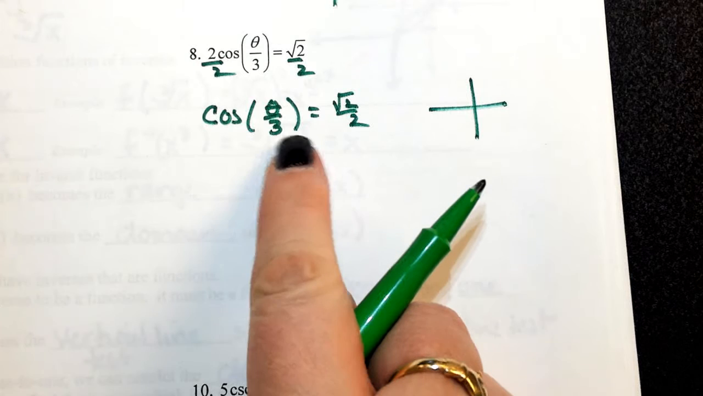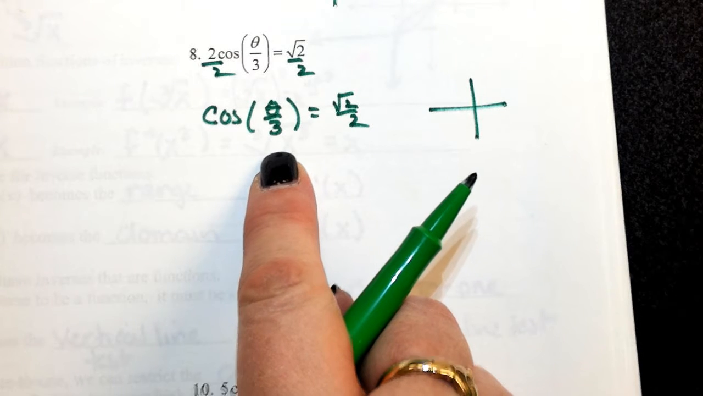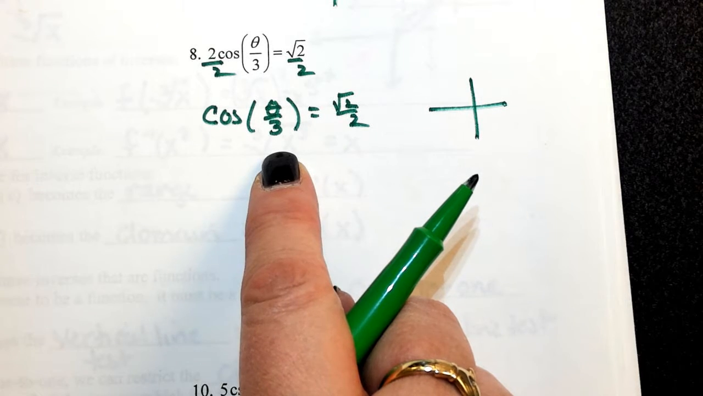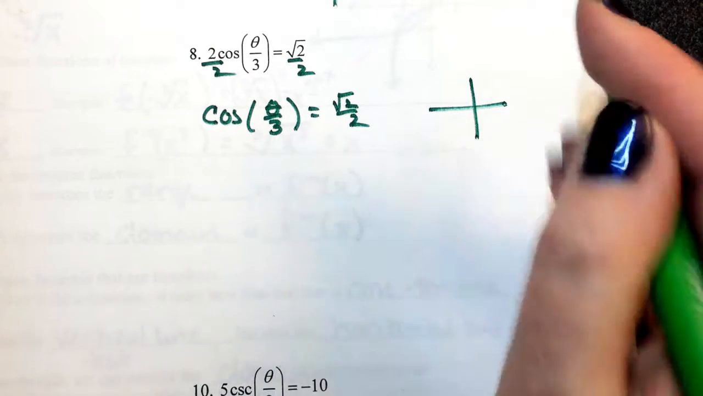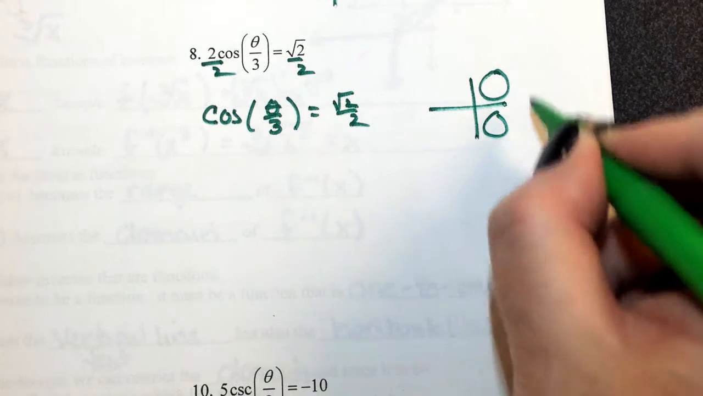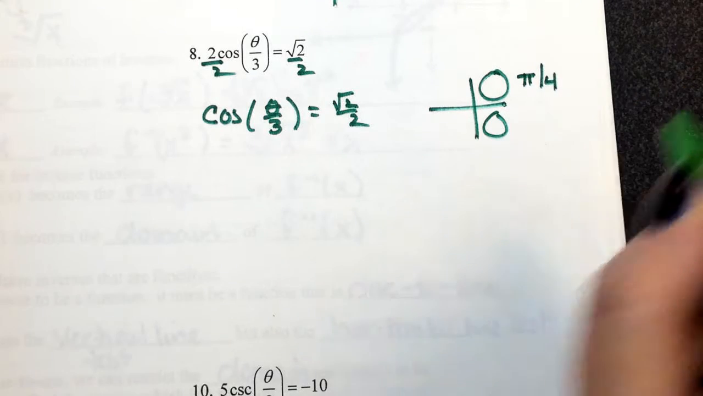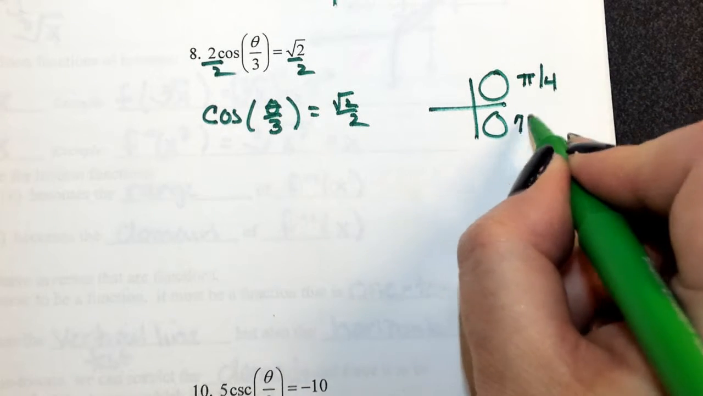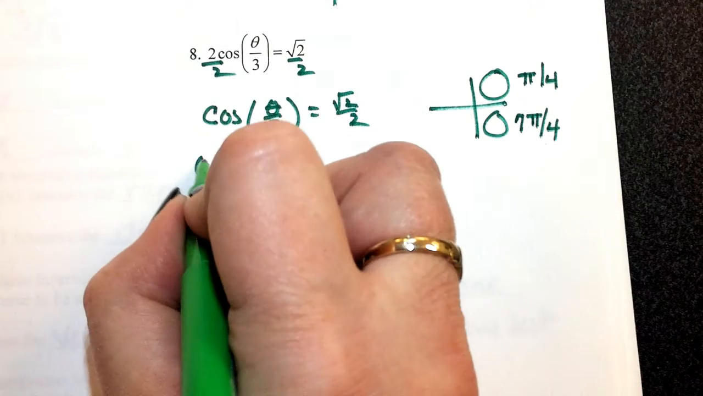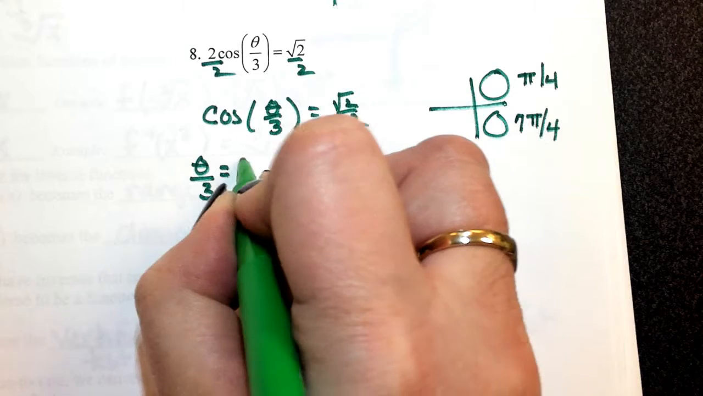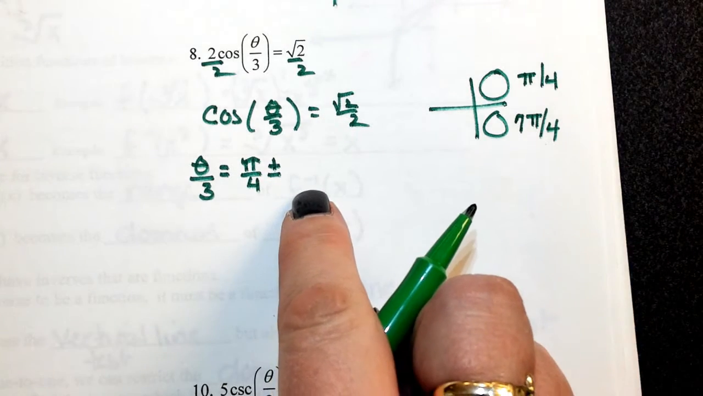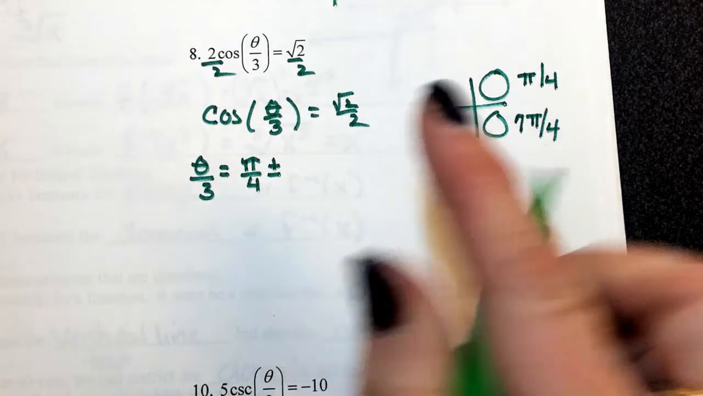Now, just because you see a theta over 3, do not be alarmed. You're still going to take that theta over 3 and set it equal to the angles that you get. What quadrants am I looking in? I'm looking in 1 and 4. So what's the angle in quadrant 1 going to be? Pi over 4. The one down here is going to be 7 pi over 4. So what I have to do is take theta over 3, set it equal to pi over 4, plus or minus. Is it a 2 pi k or pi k? 2 pi k.